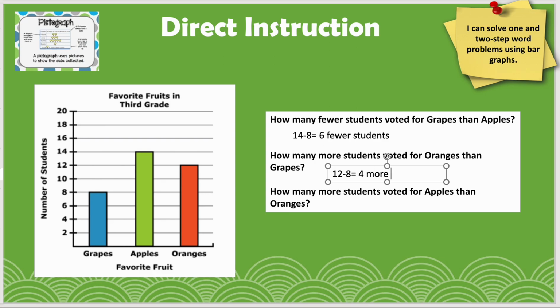So 4 more students. And last but not least, let me come down to how many more students voted for apples than oranges. Again, I'm comparing apples and oranges, so I need to subtract oranges from apples. Last text box here. Apples had 14 minus oranges, which had 12. 14 minus 12 equals 2 more students.